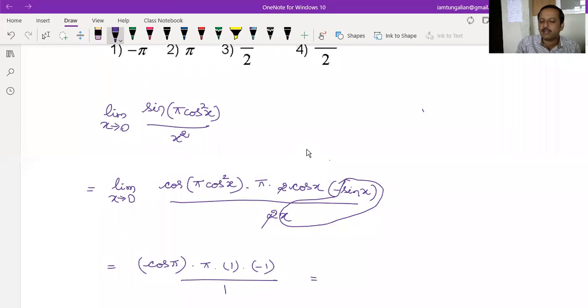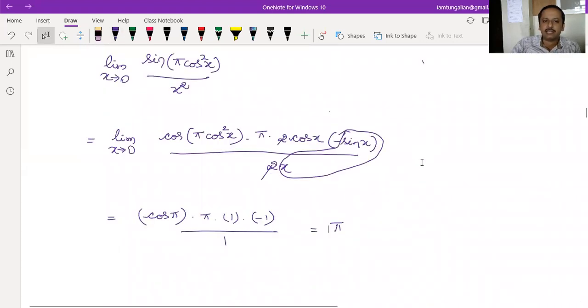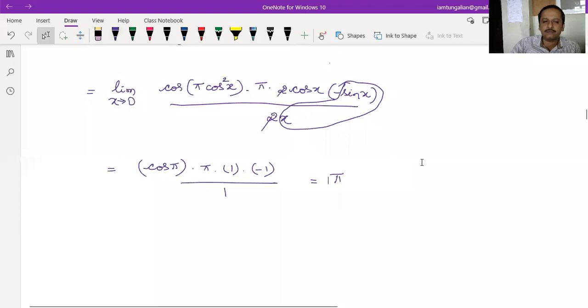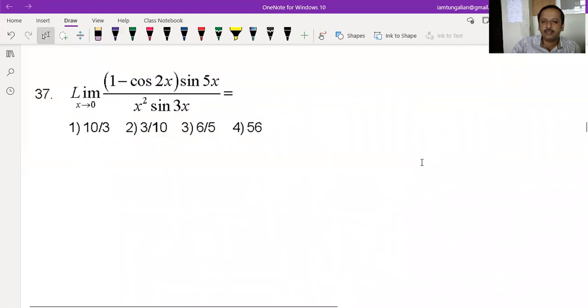What is the value of cos pi? Cos pi is equal to minus 1. Minus 1 into pi into 1 into minus 1. So that product will give you pi. So second option is the answer. Pi is the correct answer. Second option. Okay, fine. Look at 37th question now.